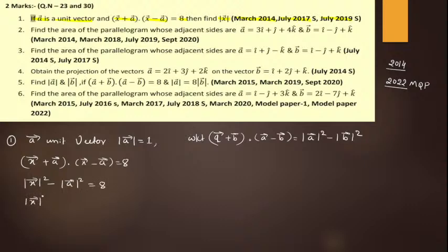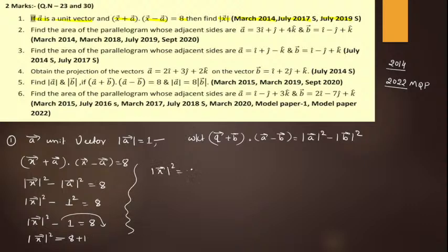Simply magnitude of x whole square minus magnitude of a, already we know that it is a unit vector, therefore its magnitude equal to 1. So 1 square, that is equal to 8, or magnitude of x whole square minus 1 square will be 1, that is equal to 8, or nothing but magnitude of x whole square is equal to 8 minus 1 shifted here, it becomes plus 1. So finally you will get magnitude of x whole square is equal to 9, or simply magnitude of x is equal to square root of 9, that is equal to 3 units. So this will be the magnitude of x.